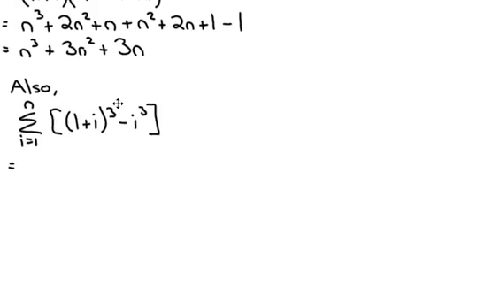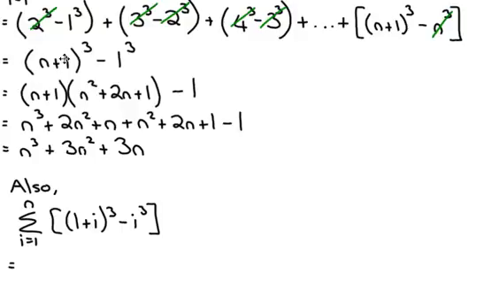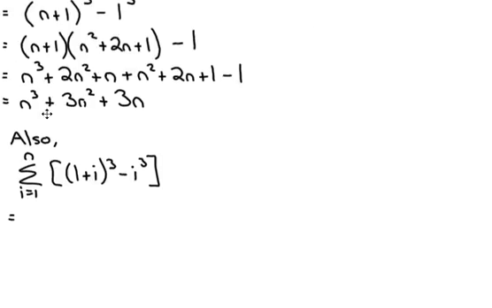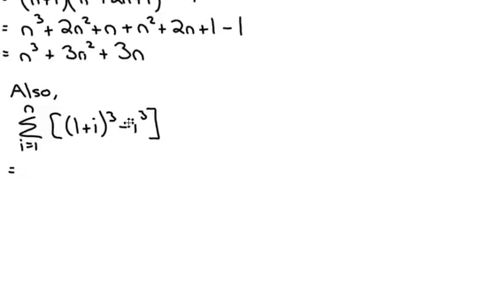Identical sum, I can times that out. Now we know from timesing (n plus 1) cubed minus 1 cubed that we get n cubed plus 3n squared plus 3n. If I times that out, and you can try it, I'm not going to go through the whole process now, I would get 3i squared plus 3i plus 1. So you just go through the process of timesing that out.